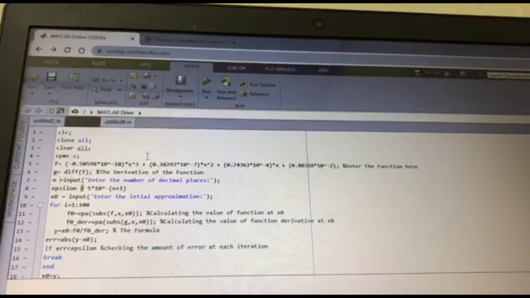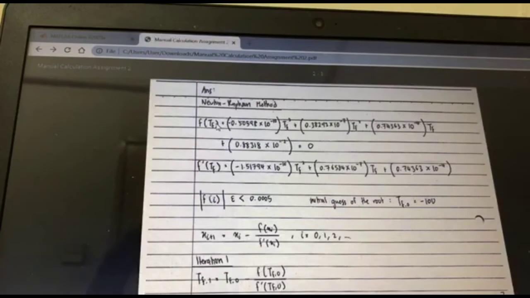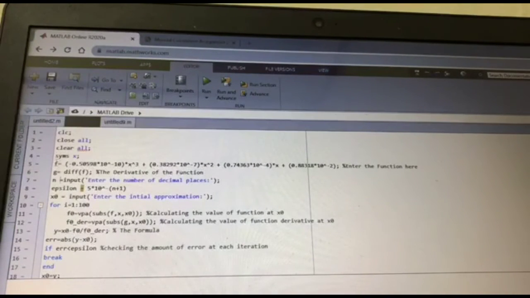For the Newton-Raphson method, I came up with this coding from this question. The question has this function, and I came up with this f prime function from the derivative of this function. Then I put both functions and label them as f and g. G is the derivative of this function.